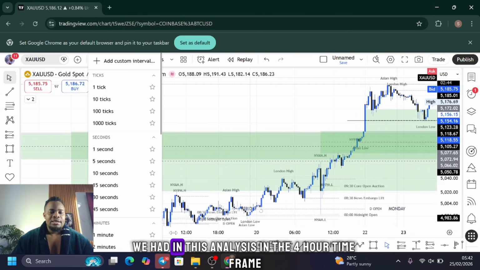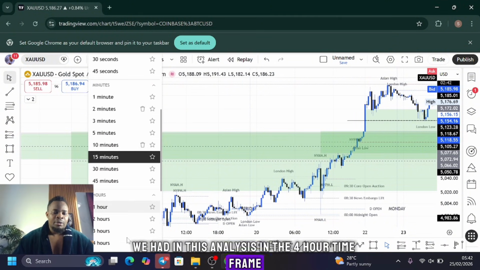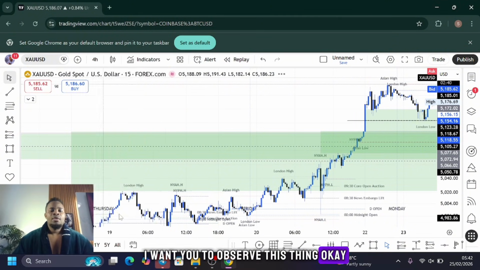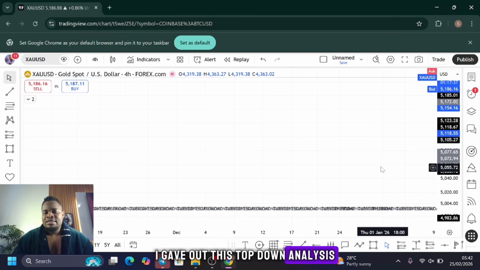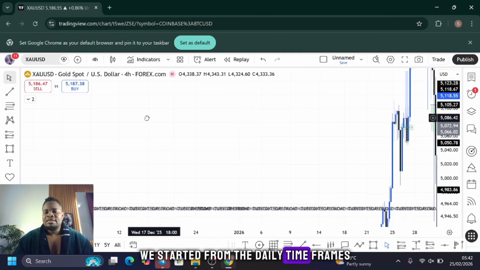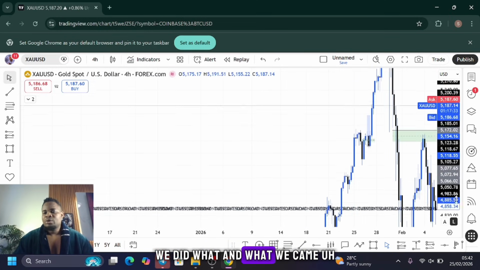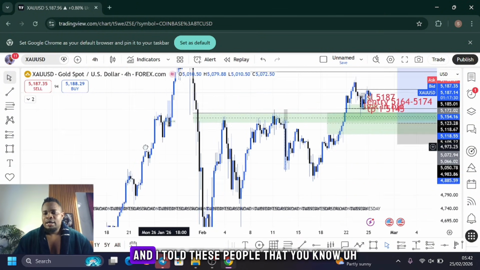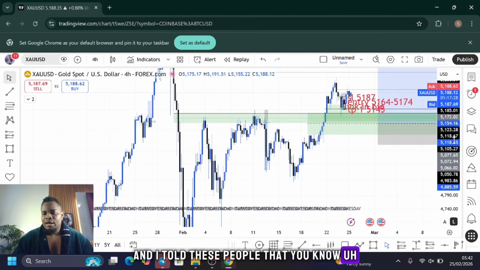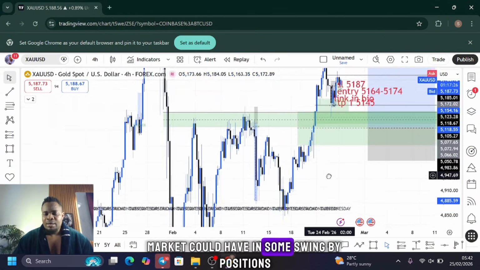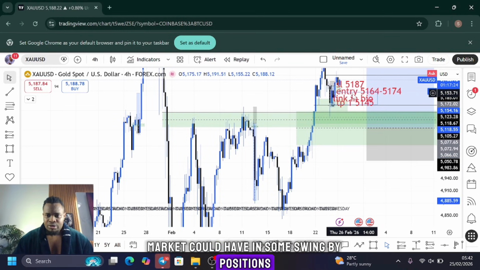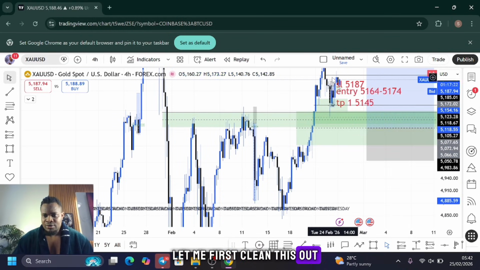And we had this analysis in the 4-hour time frame. I want you to observe this thing, okay? I gave out this top-down analysis. We started from the daily time frames. We did what and what. I told these people that the market could have some swing buy positions. Let me first clean this out.